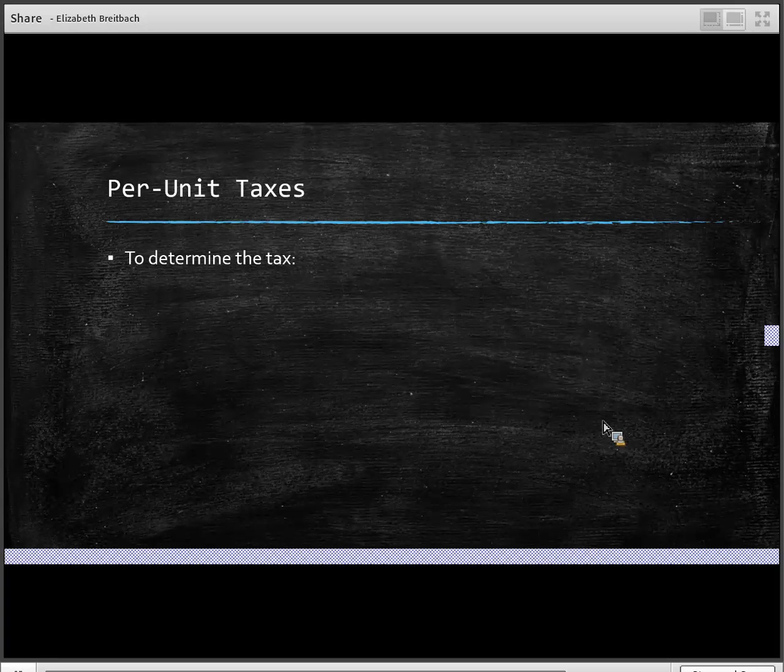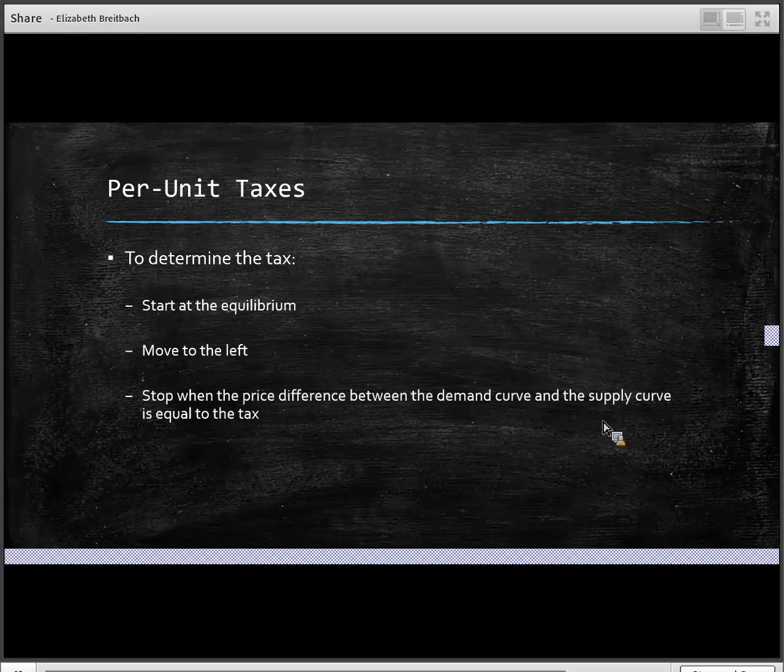But we're going to stop when the difference between the demand curve, which is going to be on the upper end, and the supply curve, which is going to be on the lower price, is equal to the tax. All right, so let's look at an example where we have a $1 tax added to this market for pizza.